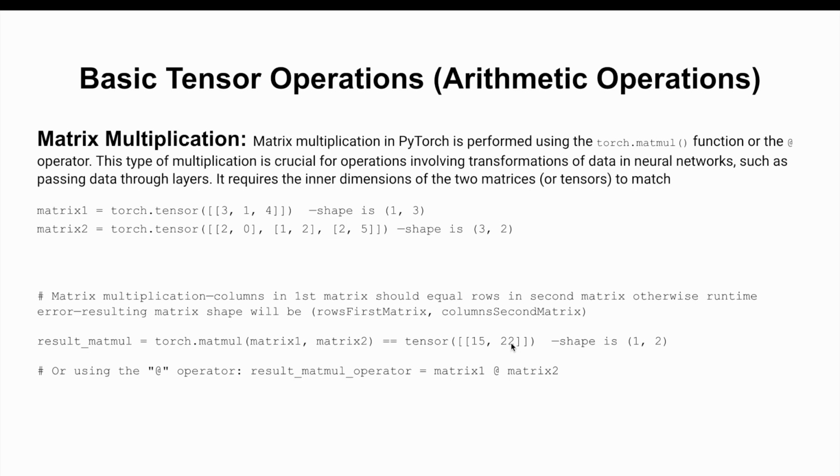We have 15 and 22 in this tensor, this multiplication. It's the product of the multiplication of matrix 1 and matrix 2. And as we said, the shape is going to be 1 2. See this 1 2. And the shape of our final multiplication tensor is 1 2. 1 row, 2 columns, 1 2. So that's how we do matrix multiplication.